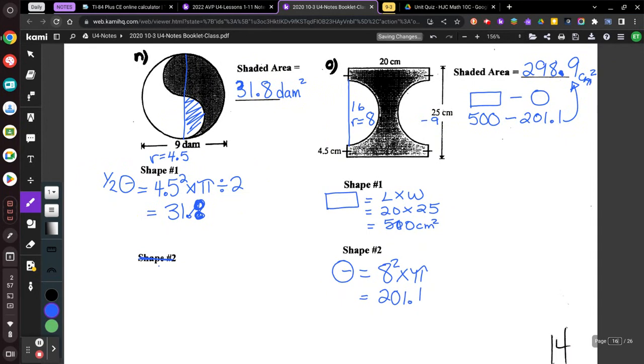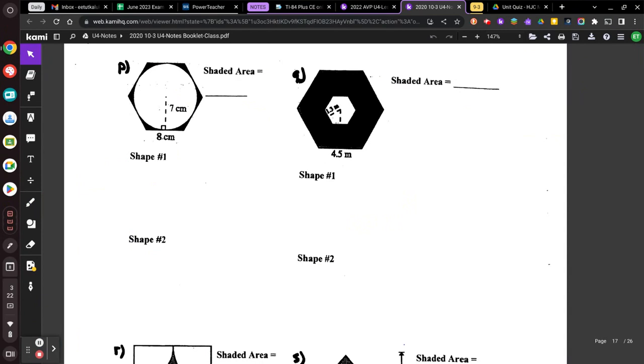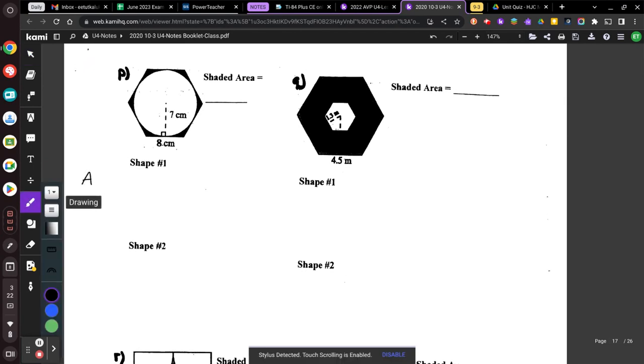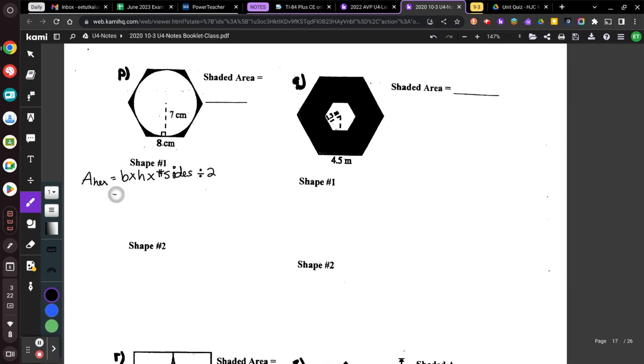Okay, back at it, letter P. So we have another hexagon here. Since we're doing a hexagon, we need to do base times height. So area of the hexagon is equal to base times height times number of sides divided by 2. So we're going to get 8 times 7 times 6 sides divide 2.